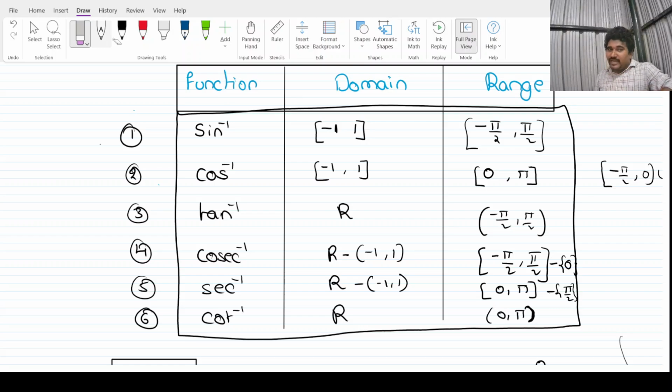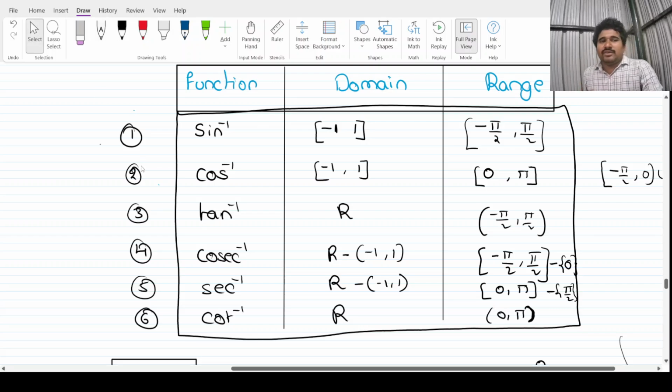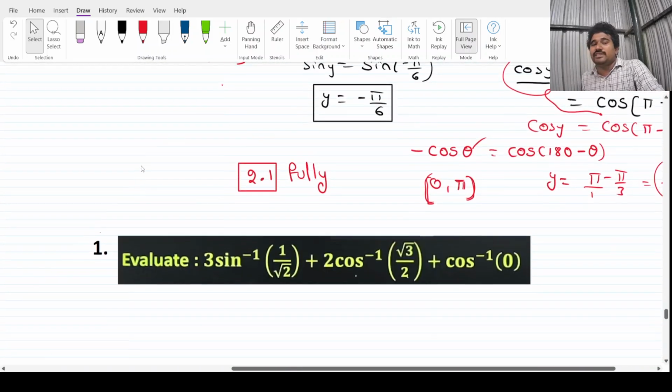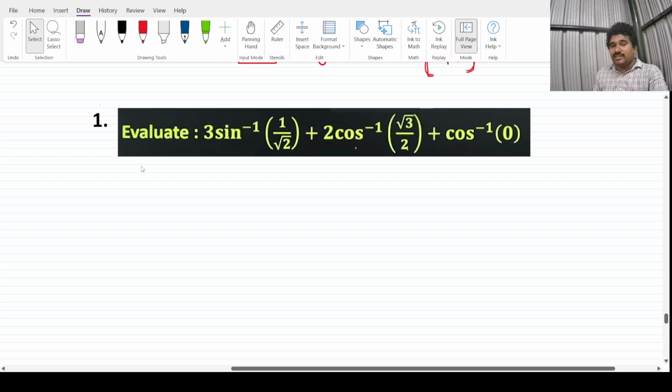Which are having 0 to pi? Cos, secant, cot. You have to remember that. Particularly you should remember for cosecant and secant. Is that clear for everybody? Understood? Is cot 0 to pi correct? Anything minus there? No, right? Fine. When you remember this, then only you can proceed in the chapter. Okay, let's start this question.